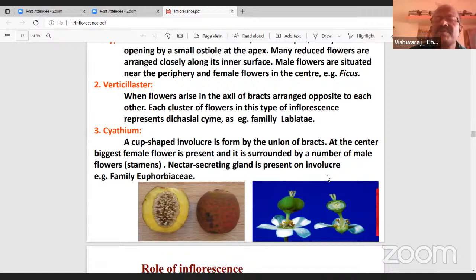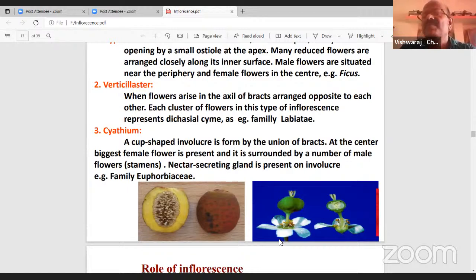A nectar secreting gland is present on the involucre. Family example, family Euphorbiaceae, members of this plant family have Cyathium inflorescence. Now we have seen in detail the types of inflorescence, and the classification of inflorescence.